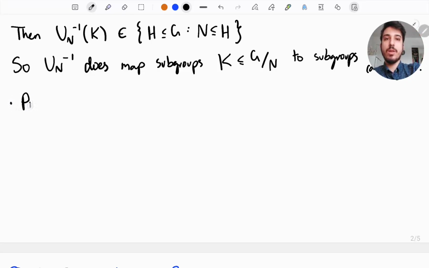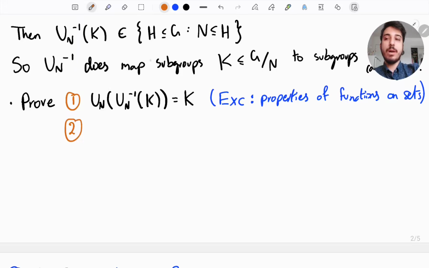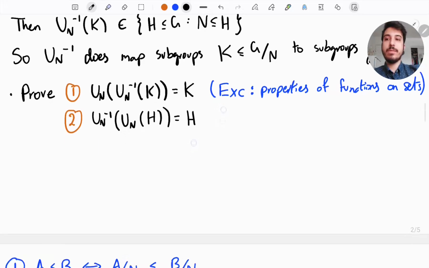So we need to prove that, first of all, u_N of the inverse map of u_N of K is equal to K, for no matter what K. And this I leave to you as an exercise because you can use the property of functions on sets. The second point, however, I will be proving because it demands a little bit of group theory. So this time, u_N inverse of u_N of H is equal to H.